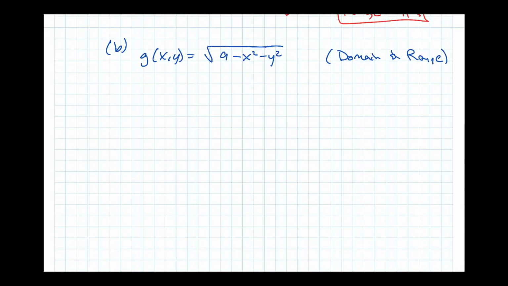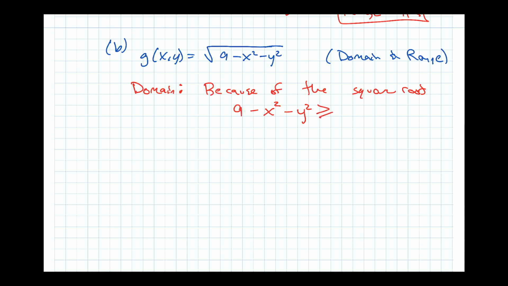For this one, we know that it's not quite this simple, right? Because when we're looking for the domain, we know that with a square root function, what you plug into a square root can't be negative. So because of the square root, we would need 9 minus x squared minus y squared, the thing inside the square root, to be non-negative. So it must be greater than or equal to 0, right?